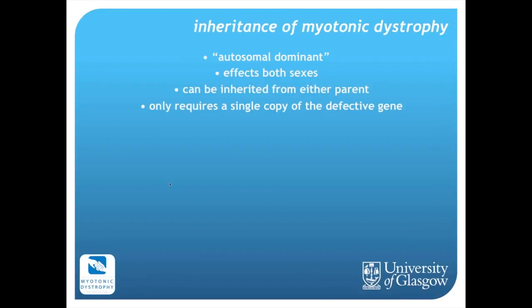Regarding the inheritance of the disease, this is an inherited disease, so it's transmitted from one generation to the next. It's passed on in the genetic material, the DNA. Myotonic dystrophy is what we describe as an autosomal dominant disorder, and what that really simply means is that it's not to do with the sex of the individual. Individuals of both sexes can develop the disease, and the disease can be passed on from parents of either sex. The other important feature is that it only requires a single copy of the defective gene to be transmitted to an individual for them to develop the symptoms. So usually an individual only has one affected parent and the other parent is unaffected.